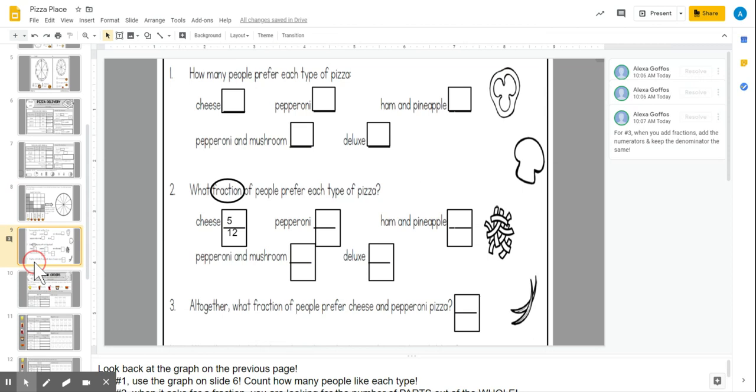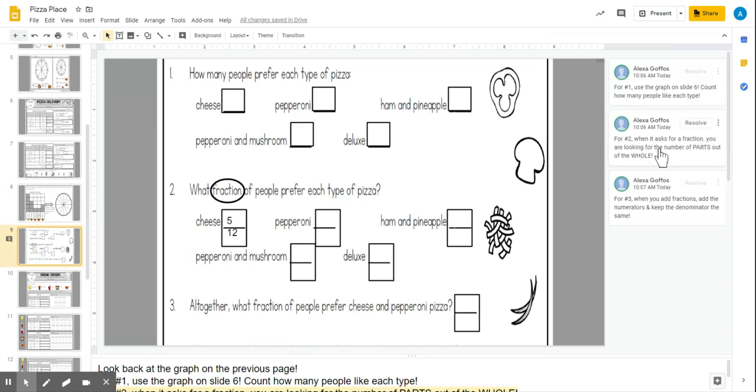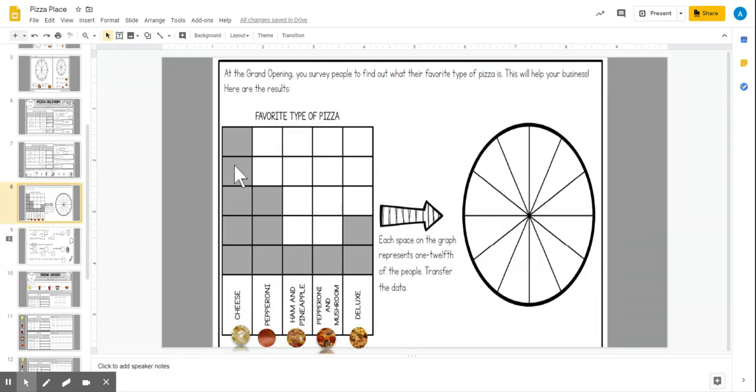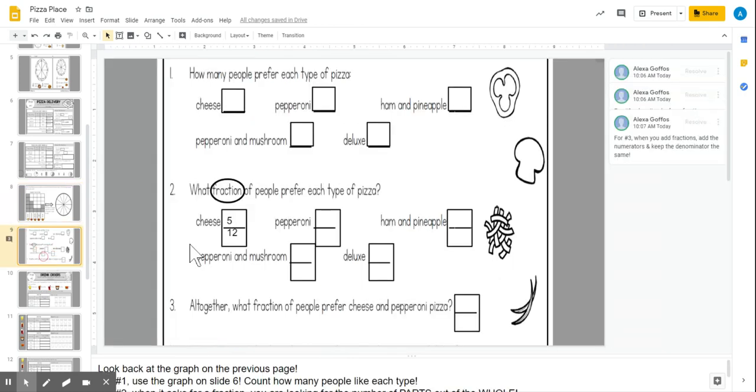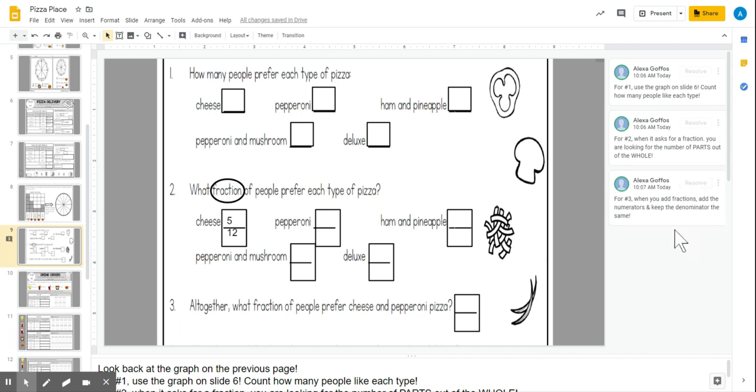So you're going to fill all these in, and then what fraction of the people prefer each type of pizza? Remember, for number 2, when it asks for a fraction, you're looking for the number of parts out of the whole. So I did the first one for you. I have 1, 2, 3, 4, 5 out of 12 total parts. So 5/12. So if I know that I have 12 total here, think about what all of these denominators are going to be. And then number 3, it says all together what fractions of people prefer cheese and pepperoni.